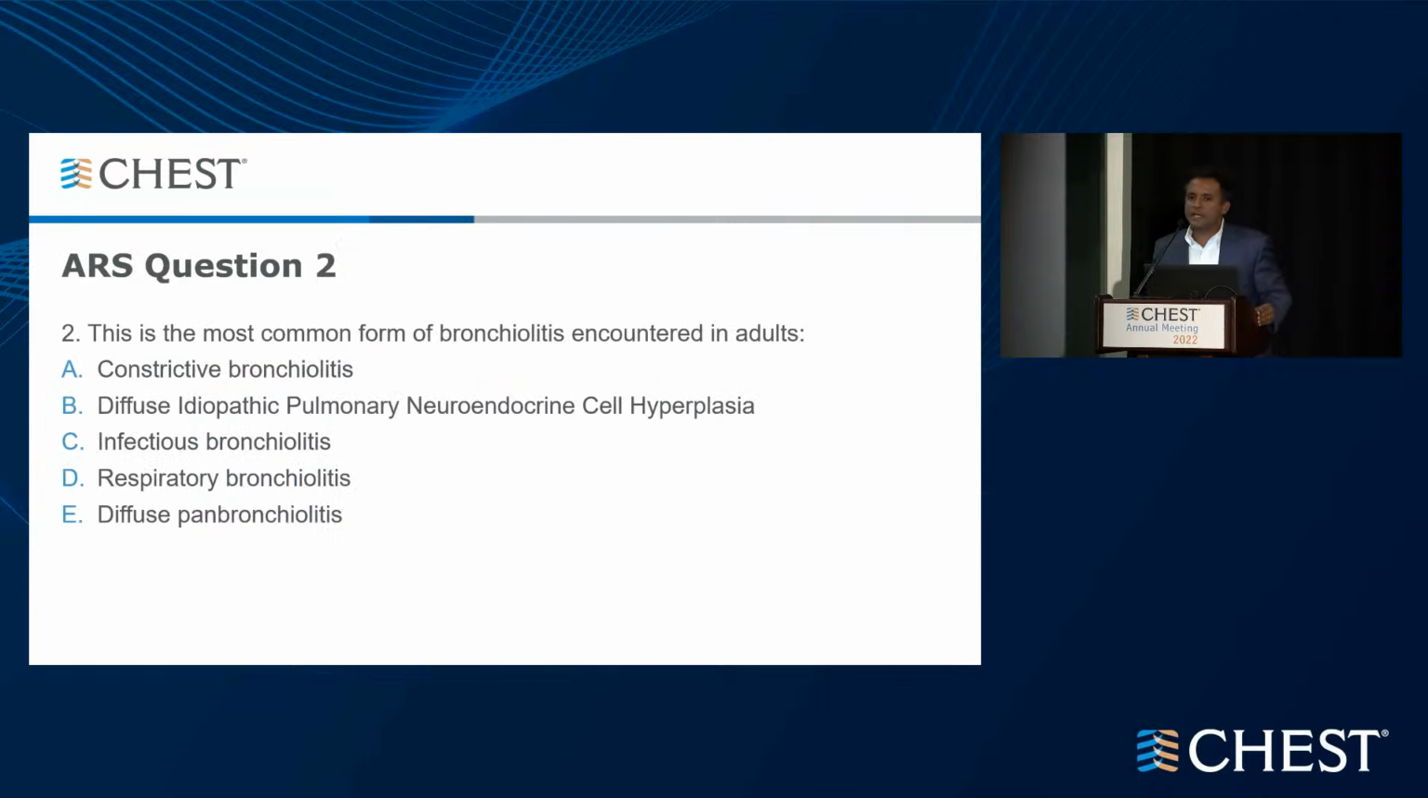Now, this is the second question that I have. And the question is, this is the most common form of bronchiolitis encountered in adults. A, constricted bronchiolitis. B, if you want to read it out, it's this, but I'm going to just say dip neck. C, infectious bronchiolitis. D, respiratory bronchiolitis. And E, diffuse panbronchiolitis.